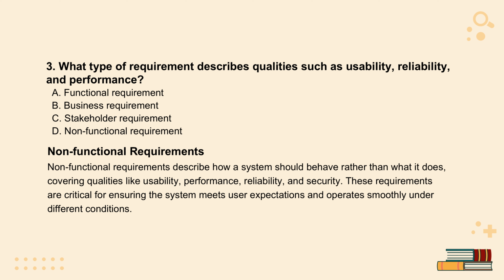This shifts focus a bit towards defining the qualities of a system. It asks, what type of requirement describes qualities such as usability, reliability, and performance? Okay, qualities. The answer here is D, non-functional requirement. Now, what's the key difference between non-functional and functional requirements? Yeah, this is a really important distinction. So functional requirements define what a system needs to do. The specific actions, like the system must let users log in. That's a function. Okay, the what?